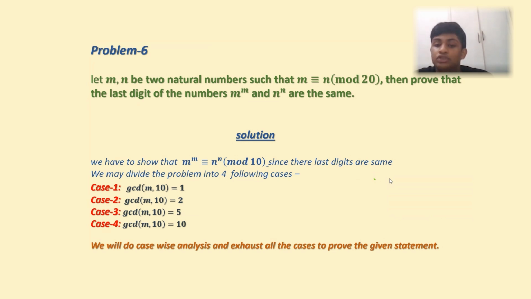So in order to solve this question, we have to divide it into 4 cases. In case 1, we have GCD of m and 10 as 1. In case 2, the greatest common divisor of m and 10 equals 2. And in case 3, the greatest common divisor of m and 10 equals 5. And finally, in case 4, the greatest common divisor of m and 10 equals 10. Now we will do case-wise analysis and exhaust all cases to prove the given statement.